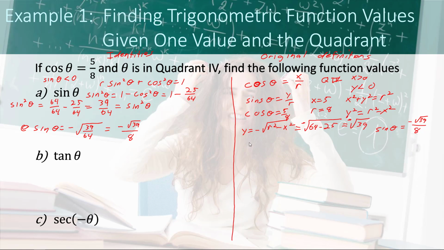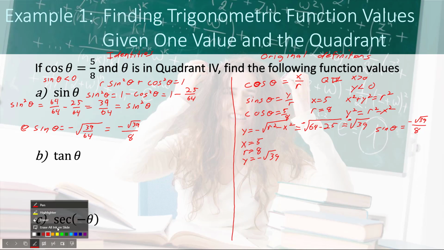On top of this, what do we have over here? Well, now we know what x is. X is 5. R is 8. And y is negative root 39. And since we know these three values, we can find all six trig functions for this particular angle, which makes part B a snap for us.